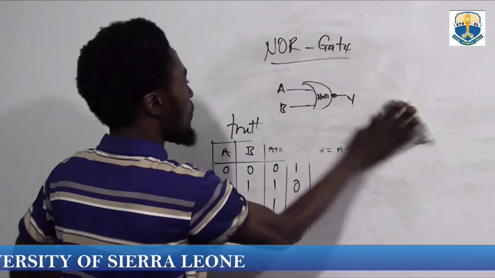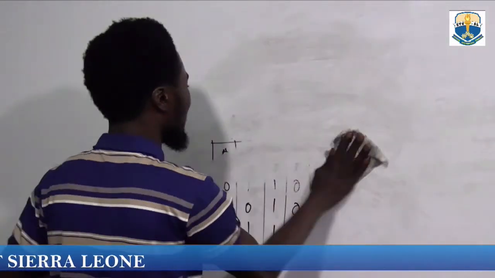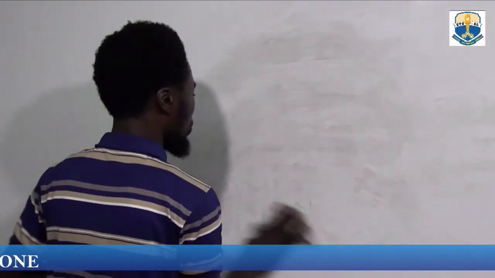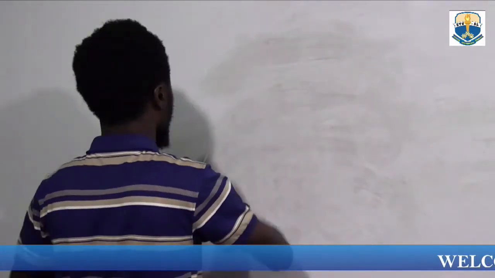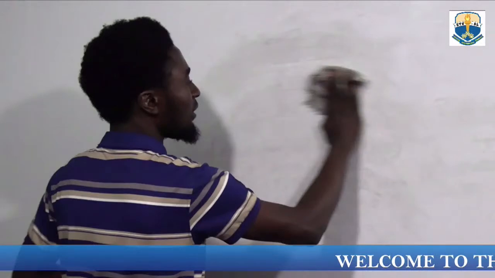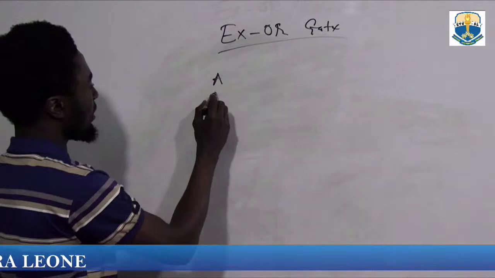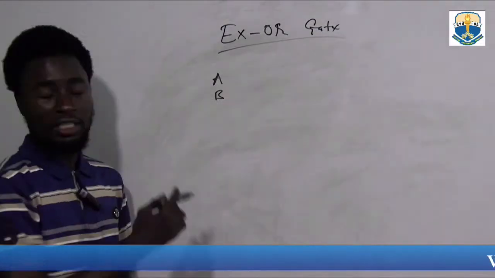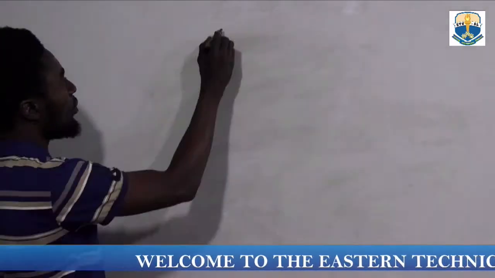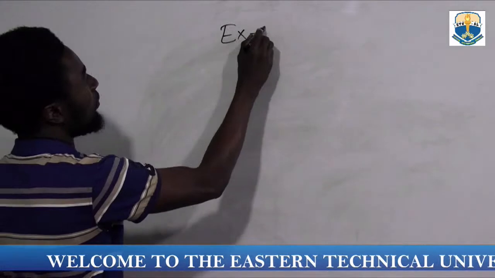So our special gate starts with the exclusive OR, which has two inputs. So now we are going to the exclusive OR gate.